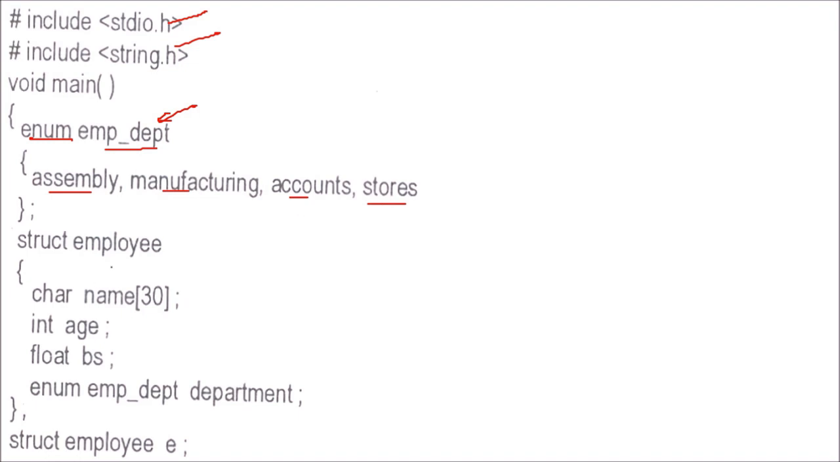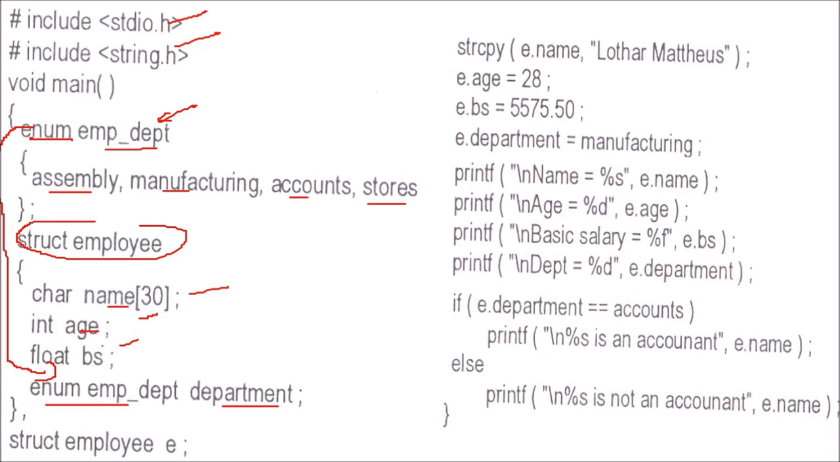These are 4 values, and in this structure what I'm trying to do here is we have given 3 contents basically, and this enum is inside this structure. So we have this enum called department, and now we are making the variable of this structure, struct employee. Now these values, name, age, BS, so we are copying the name Lothar Matthias to e.name, age and basic salary, and also the department.